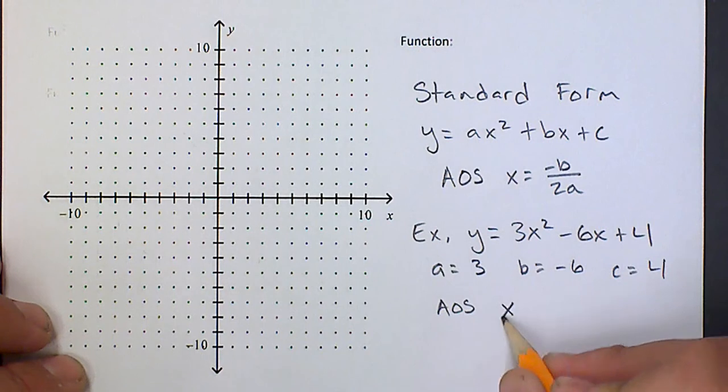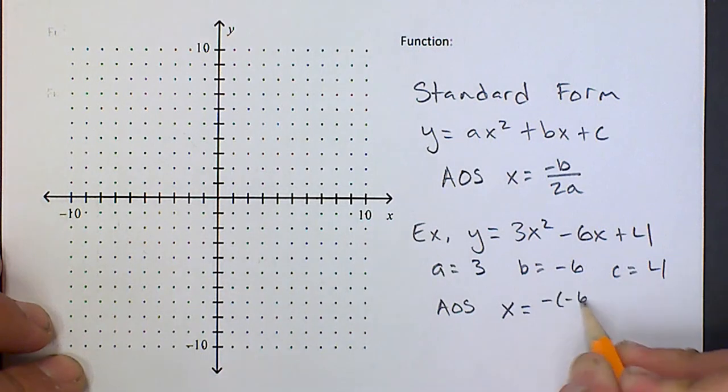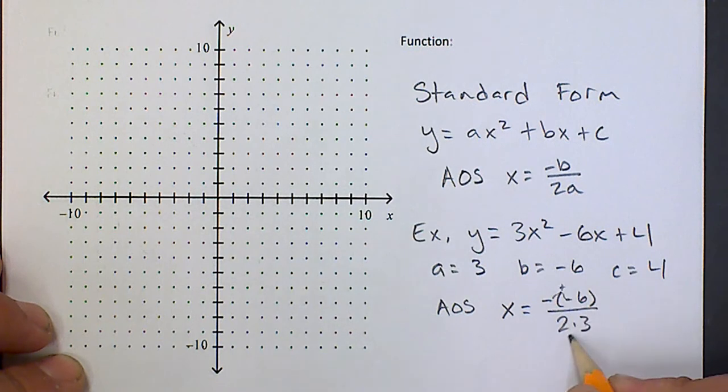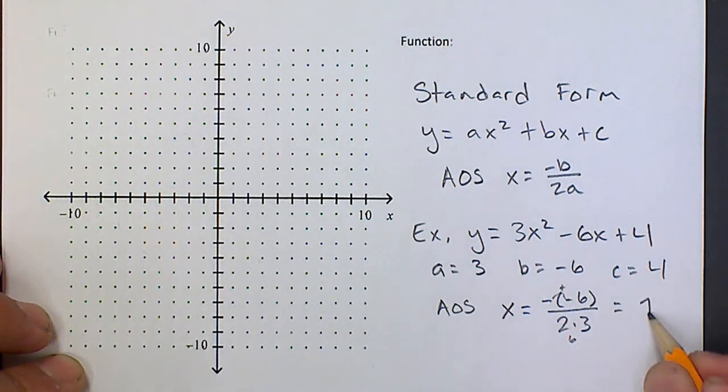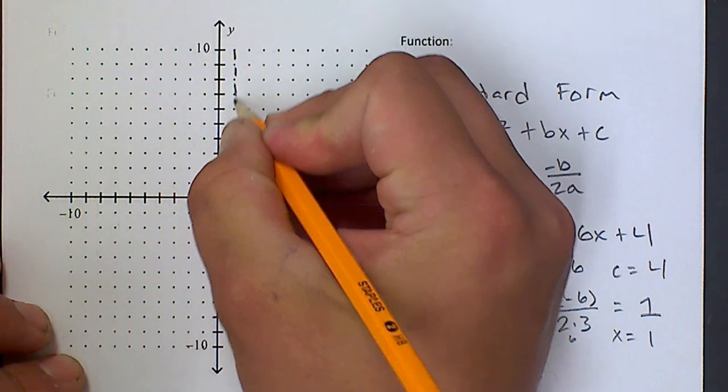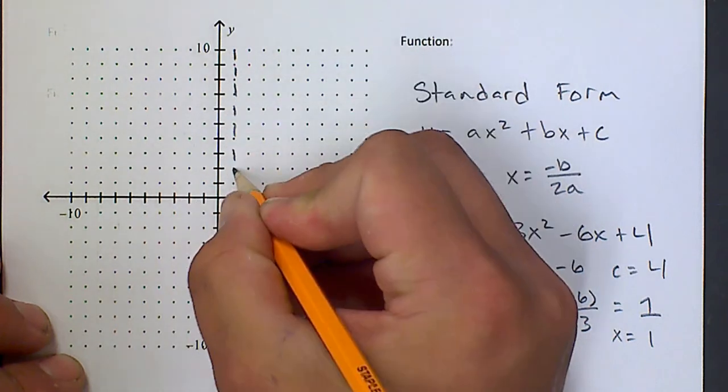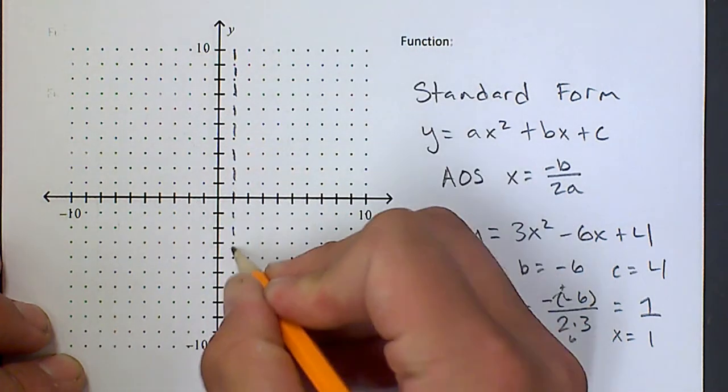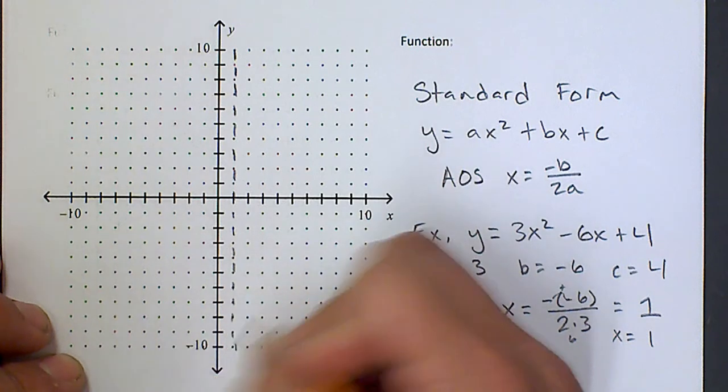X equals negative 6 divided by 2 times 3. Two negatives make a positive. 2 times 3 is 6. Positive 6 divided by 6 is 1. Okay, so the axis of symmetry is that x is equal to 1. So at this point, what I like to do is draw the axis of symmetry. I do this by a vertical dashed line, like so.